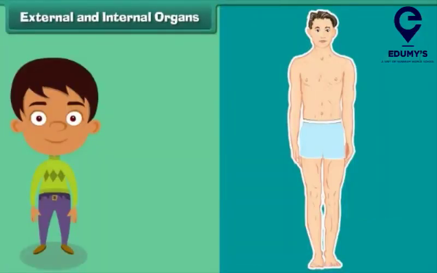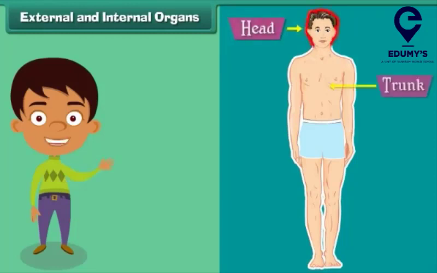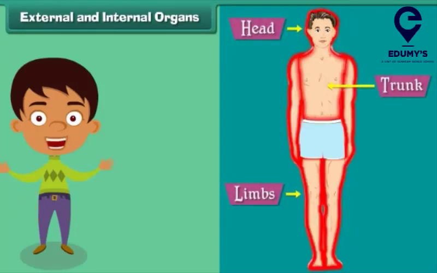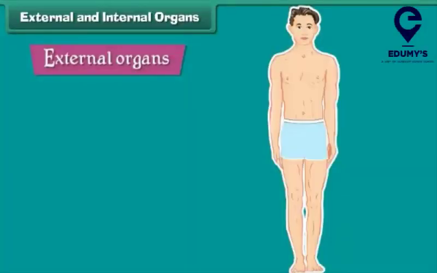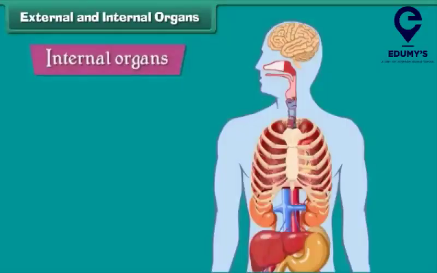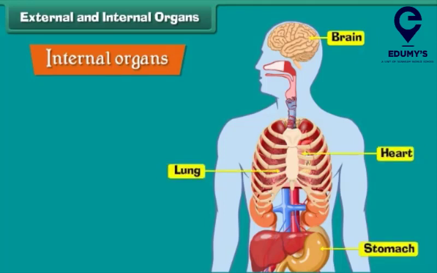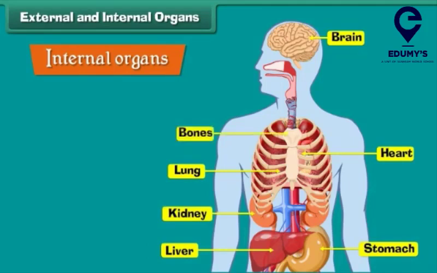External and internal organs. Each of the 3 main parts of the human body bear many organs. These organs may be classified as external organs and internal organs. The organs that can be seen from outside are called external organs. For example, eyes, ears, nose, mouth and limbs. The organs that cannot be seen from outside are called internal organs. For example, brain, heart, lungs, stomach, liver, kidneys and bones.